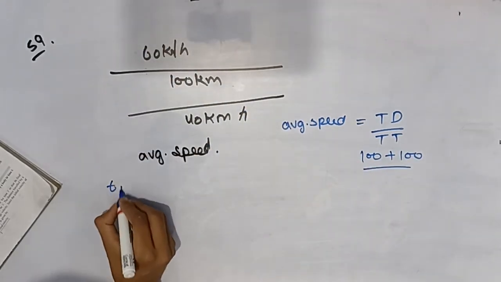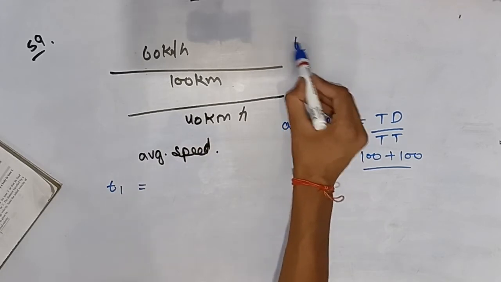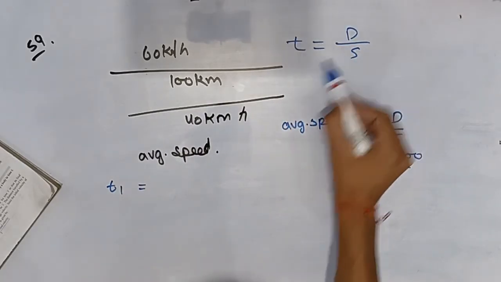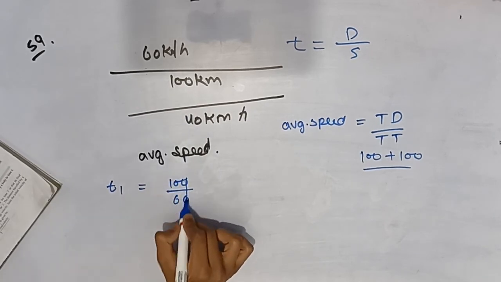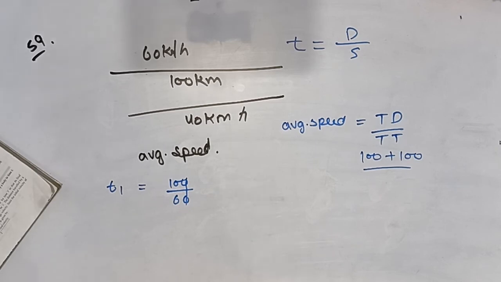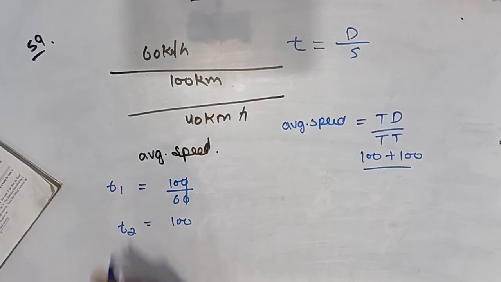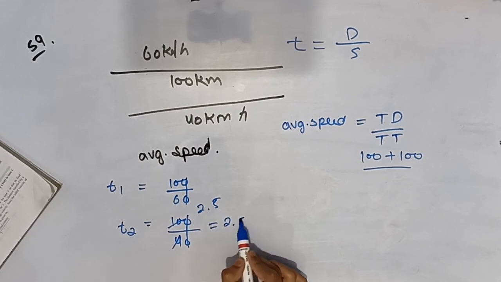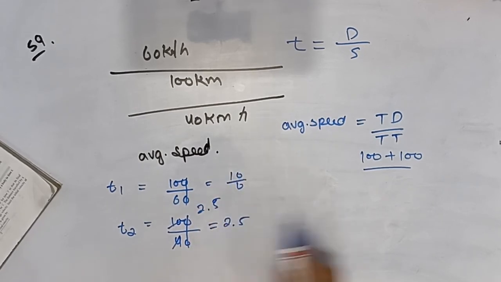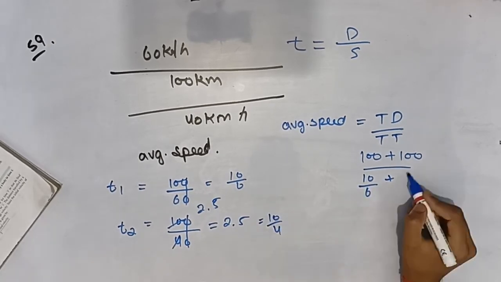So T1, for the first speed, the formula of time is equal to distance upon speed. So time 1 is equal to 100 upon 60, or we can say 10 upon 6. Now let's see T2. T2 will be 100 upon 40 because the distance is the same and the speed is 40. So we can write this as 2.5. So second time is 2.5 and first time is 10 upon 6, so we can put it as 10 upon 6 plus 10 upon 4.